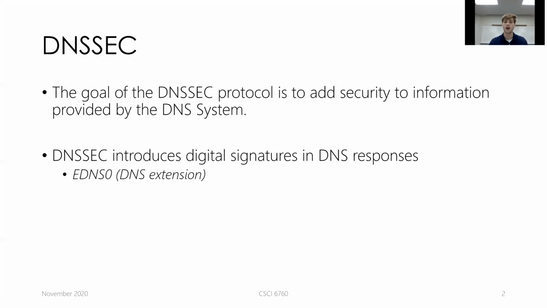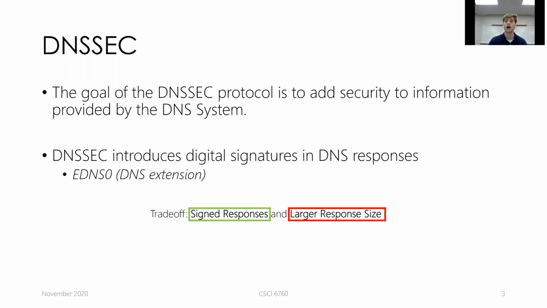What's important for us in the context of this study is that DNSSEC is going to introduce digital signatures in DNS responses, known as EDNS0 or DNS extensions. We need to remember that as DNSSEC gets introduced, so does this trade-off. On one hand of the scale, we are adding security with these DNS extensions, but on the other side, we are creating larger response sizes in general for most queries. So that is the trade-off that gets introduced with DNSSEC.